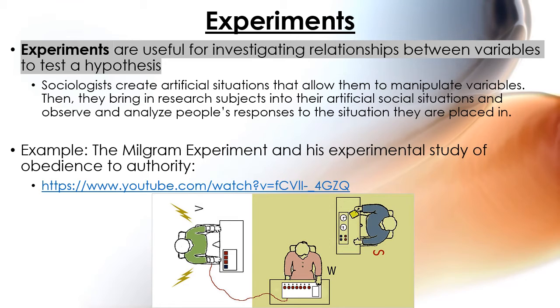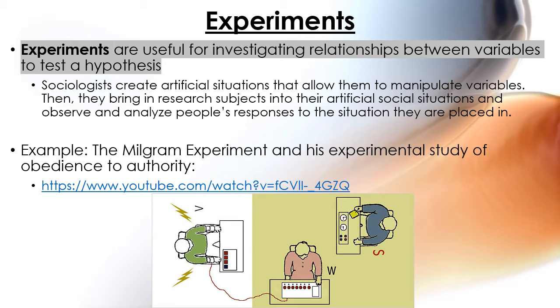Now we're going to come back and look at the third type of sociological research more broadly. So again, we had surveys, we had field research, and now we're going to look at experiments. So experiments are useful for investigating relationships between variables to test a hypothesis. Notice those sciencey words again, hypothesis and variables. So do you think a constructivist or a positivist would be more likely to perform experiments when conducting research? If you said positivist, you are correct.